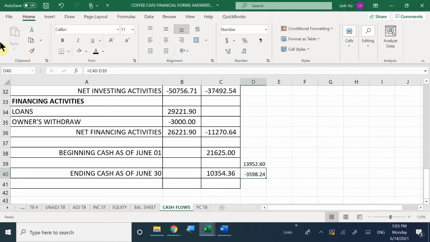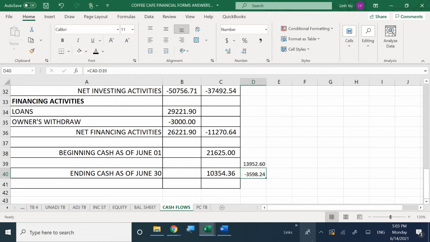Correct. Because the purpose of... You just gave me a challenge. Thank you. All right, if you want to find where that $3,598 went, you could go ahead and find this discrepancy. But that is how we do the statement of cash flows.